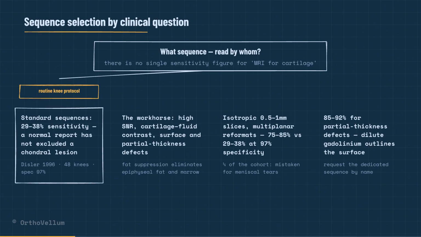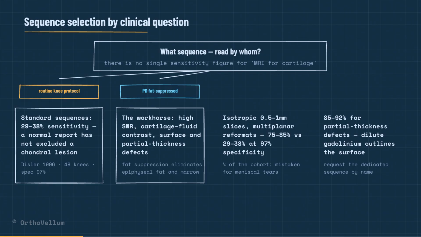The routine knee protocol is where chondral lesions hide. Standard sequences detected hyaline cartilage defects at 29 to 38% sensitivity. The workhorse is PD fat suppressed. High signal to noise, cartilage intermediate against bright fluid, fat suppression eliminating the competing signal from epiphyseal fat and marrow.